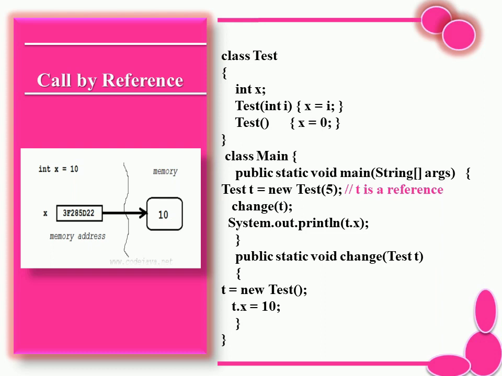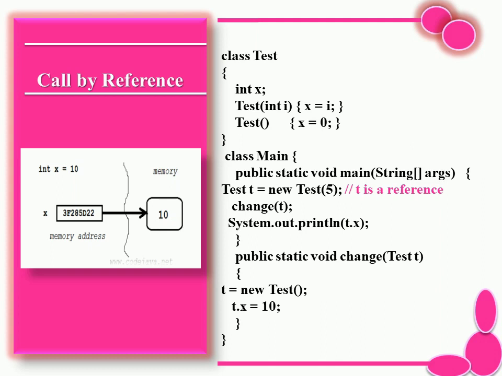Let me see what is call by reference. In call by reference, the value will be stored in the variable with the help of a memory address. Depending upon the address, the value of that variable will be printed. Okay.